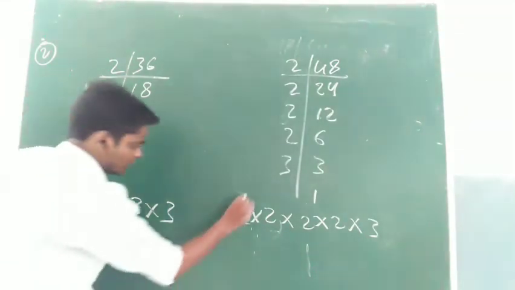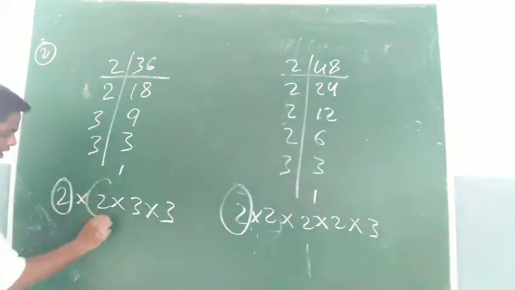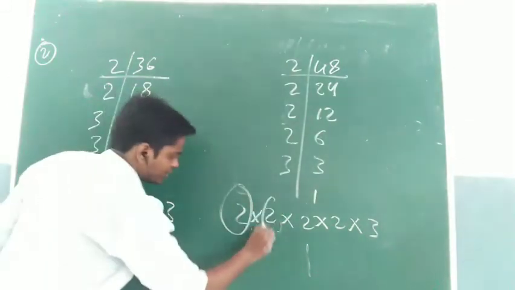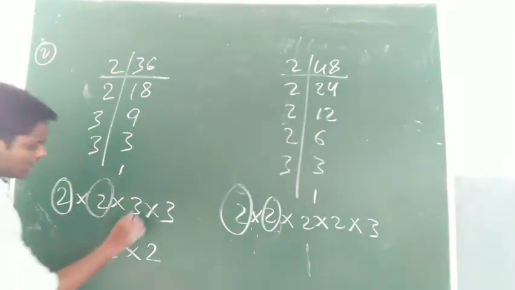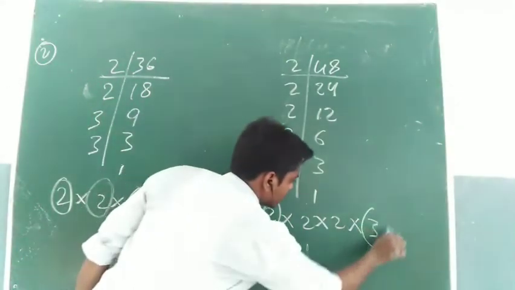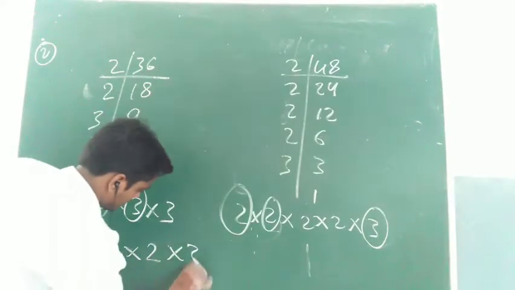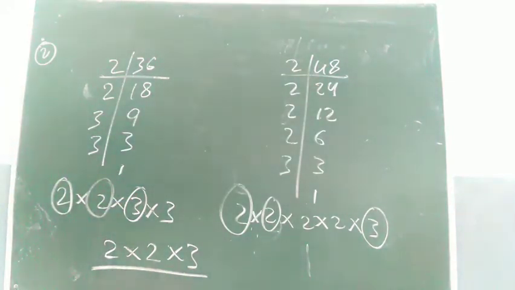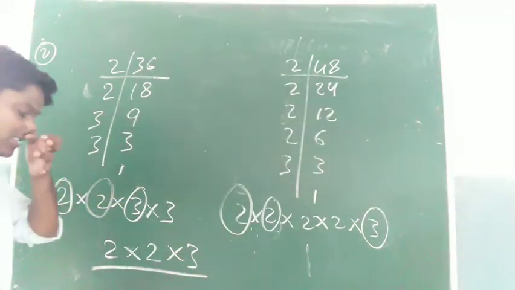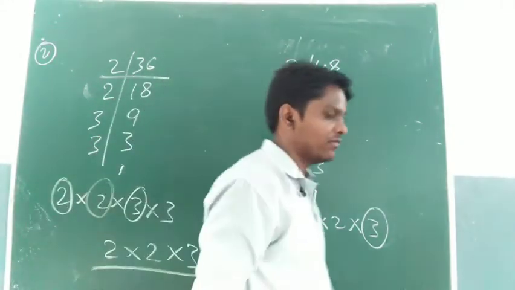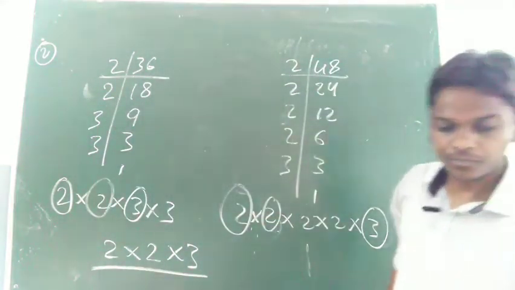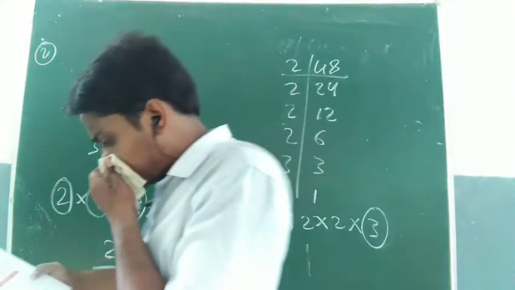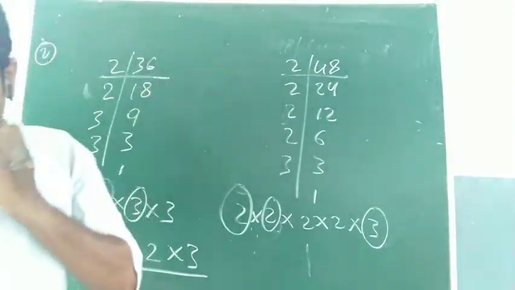Now we have to find the common factors. 2, again 2. So we circle 2, 2. After that this 3 and this 3. So 2 into 2 into 3 is the common factor of 36 and 48. Now we will move to the next question.